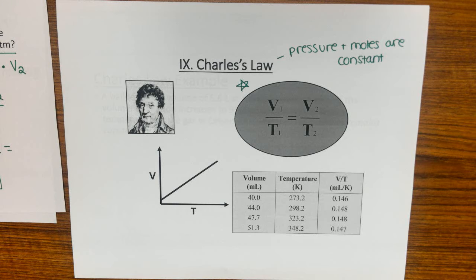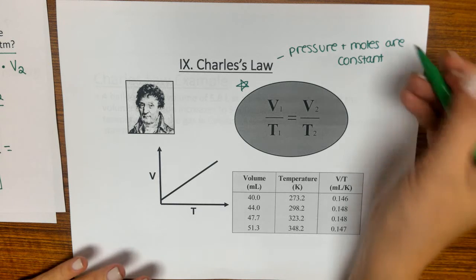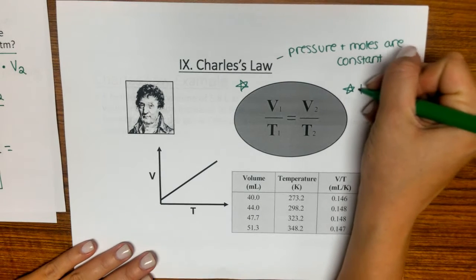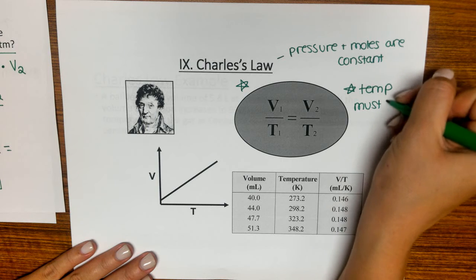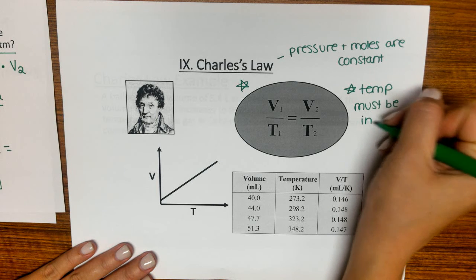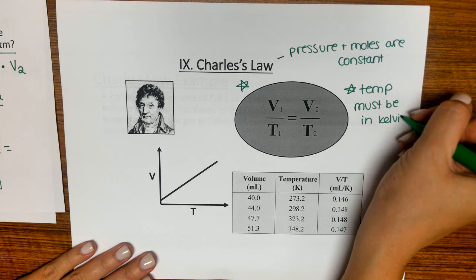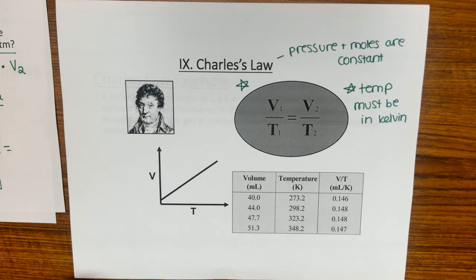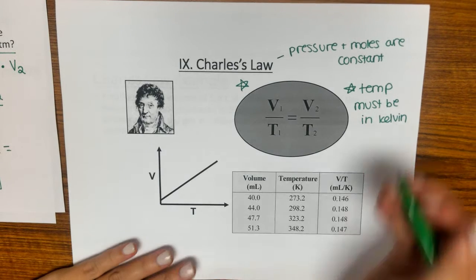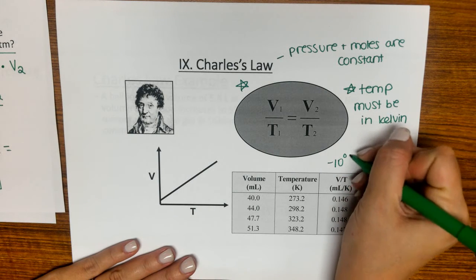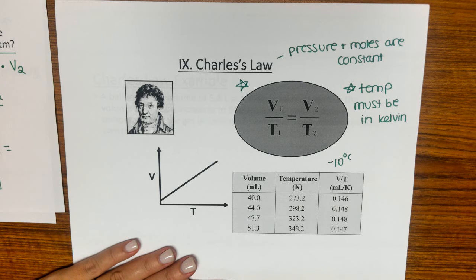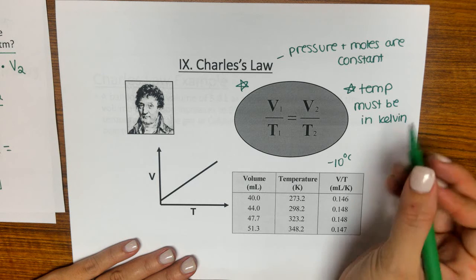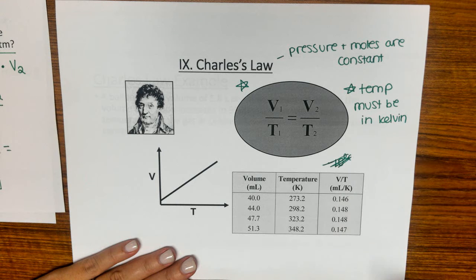Now, something you should know in Charles' Law. Temperature has to be in Kelvin. It can't be in Celsius because you can have a negative degree Celsius. Like you can have -10 Celsius. If you plug a -10 into that equation, that would give you a negative volume. And that's mathematically not possible, to have a negative volume.